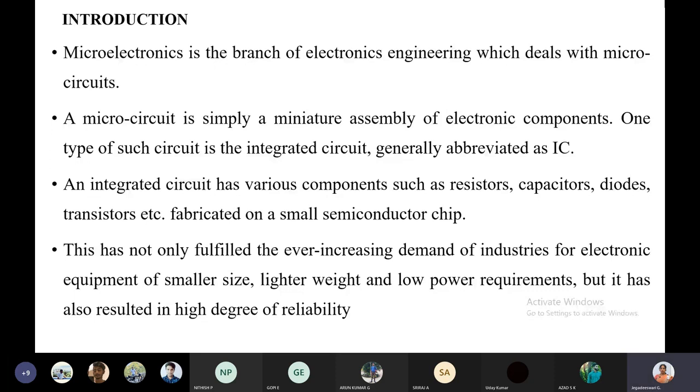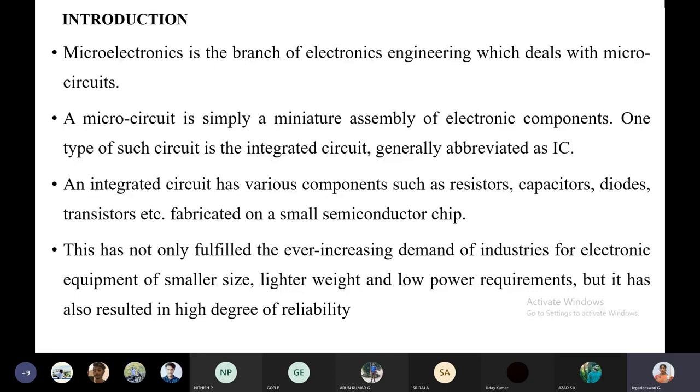Okay, so microelectronics is a branch of electronics engineering which deals with microcircuits. The micro, we know, right? What is the meaning of micro? Yes, small in size, tiny in size. That is nothing but microcircuits. So microelectronics deals with microcircuits. Then what about this microcircuit?